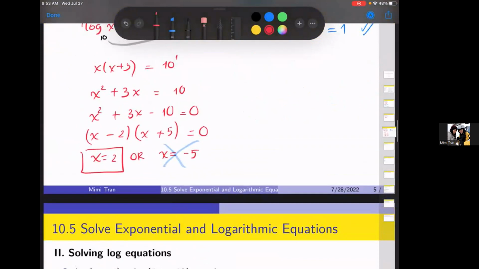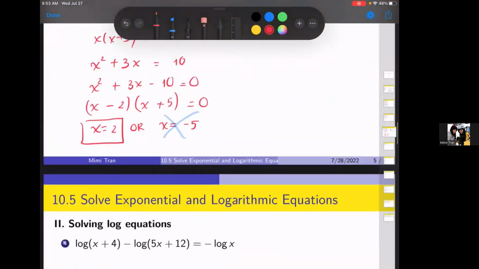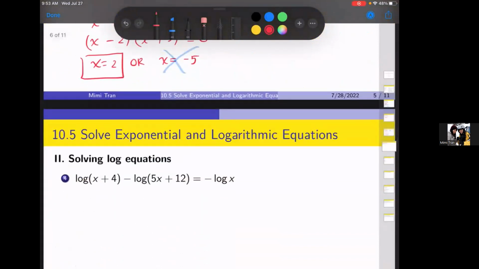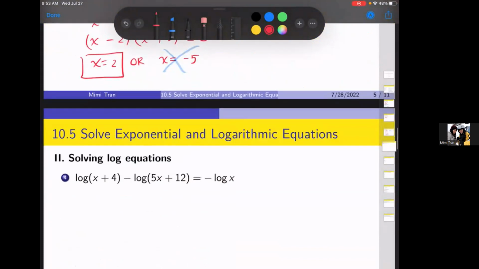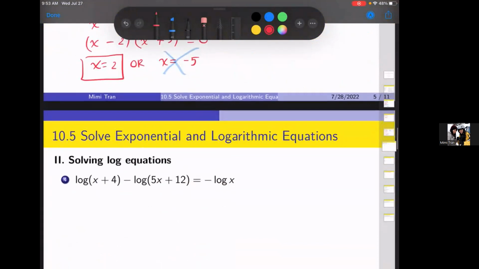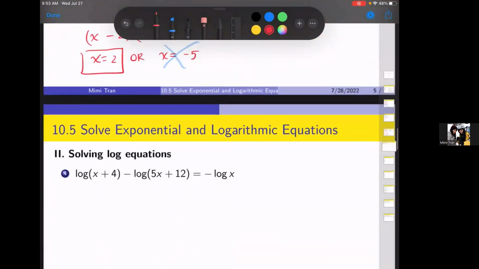So far, so good. You good? All right. You guys want to try? No, you know what? I'll try the first step, and then you guys finish the rest. Again, do not cancel. I know it's tempting, they're all log base 10, I can cancel. But you only cancel if you have one single log on the left and one single log on the right. If they connect together like this, you can't.